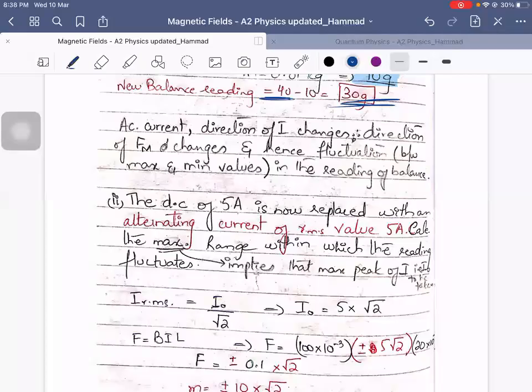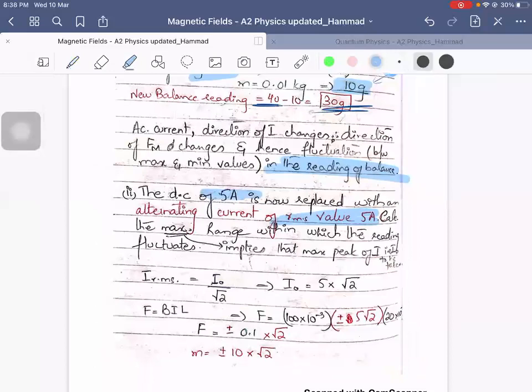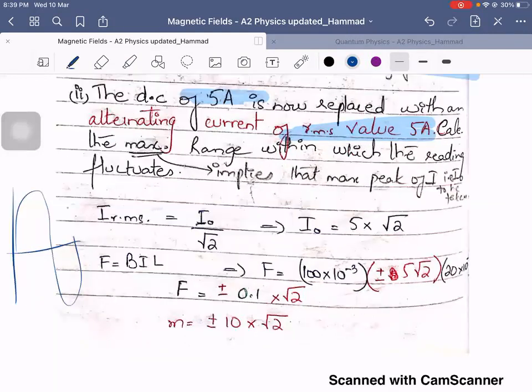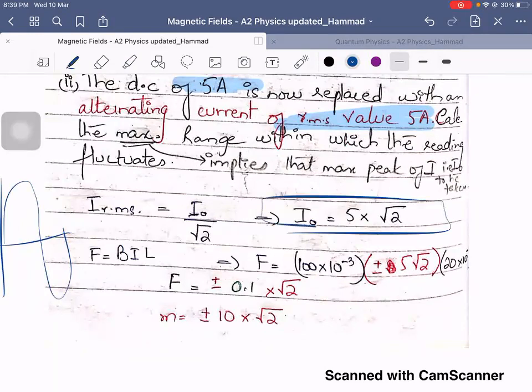So the values will keep on fluctuating. If it's an AC current, the DC of 5 ampere is now replaced with an alternating current of RMS value 5 ampere. Calculate the maximum range. Now for RMS values, you need to understand that there are plus values and there are minus values, right? There's a positive cycle and there is a negative cycle. You're calculating an RMS value, right?